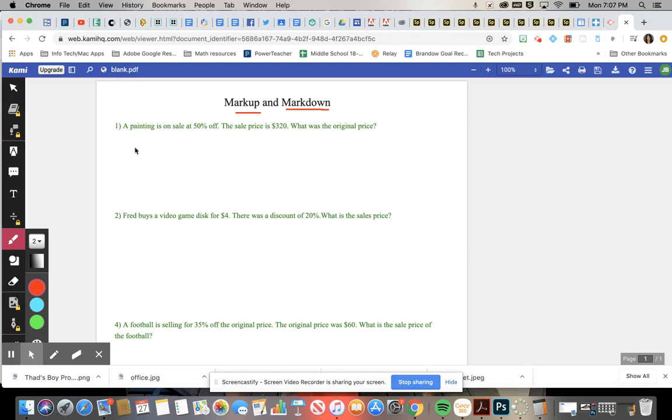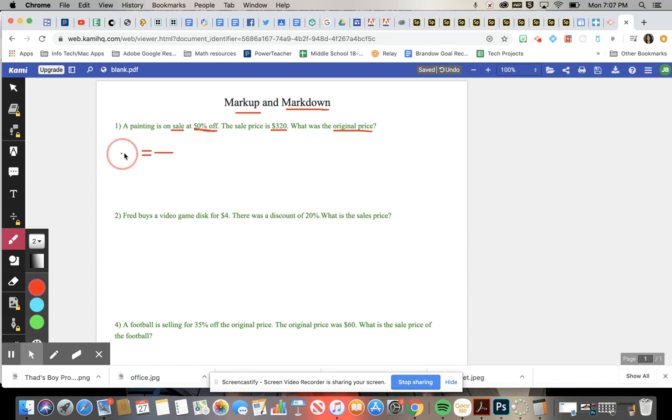So here's the first one. A painting is on sale at 50% off. The sale price is $320. What was the original price? So some things that I know, it says the painting is on sale at 50% off. So that's an important piece. And this is the sale price. So we have three parts here. We have the sale price, the original price, and then the percent of either increase or decrease. And in this case, when it says sale, we know that it's a decrease. So the first way I'm going to show you is by setting up a proportion.